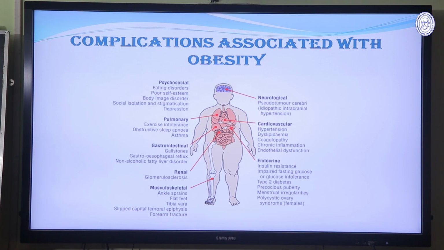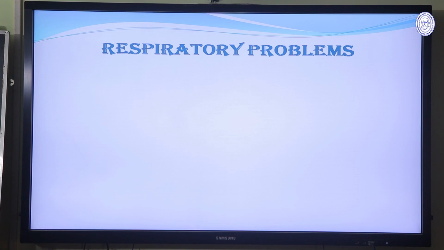Different pulmonary complications are there like exercise intolerance, because due to accumulation of excess fat, physical inactivity is there. They are not ready to exercise, and exercise intolerance is a very common thing. Obstructive sleep apnea is common, asthma is common, and some psychological problems like eating disorders, that is bulimia, anorexia, binge eating disorder, poor self-esteem, body image disorder, social isolation and stigmatization, etc. are common.